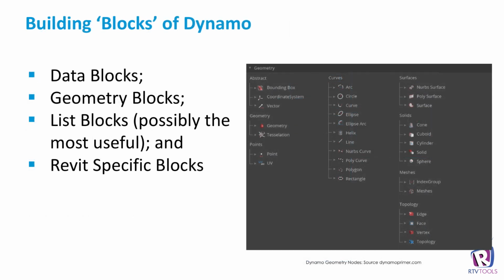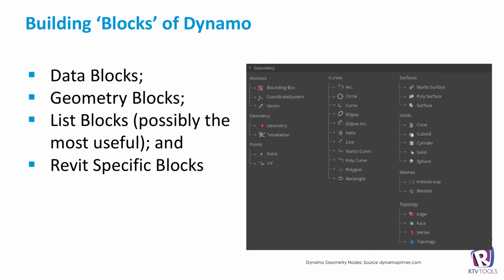The building blocks of Dynamo are all of these nodes. Getting to understand that you have these nodes broken into different categories will be a big help in your understanding or uptake of Dynamo. We have nodes that are broken into what we call data blocks, things to manipulate data or create data. There are other nodes for creating geometry, things like cones, cubes, cylinders, spheres, they're there as well. There are other nodes for creating and managing lists.